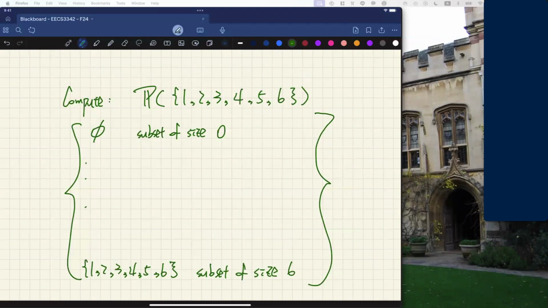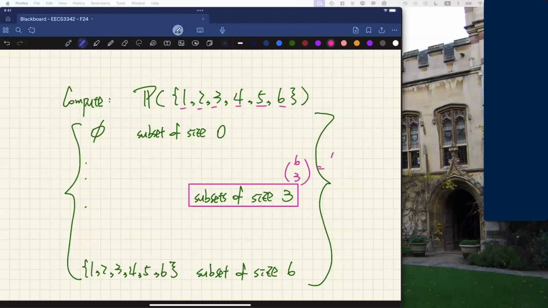Okay, for example, what about the subsets of size, let's say 3, right? Before you try to enumerate them out, it would be useful to actually know how many there are, right? So now you can see we got 6 elements over here, 1, 2, 3, 4, 5, 6. Now I want to make a subset of size 3 out of it, right?